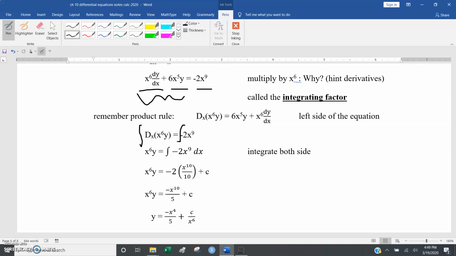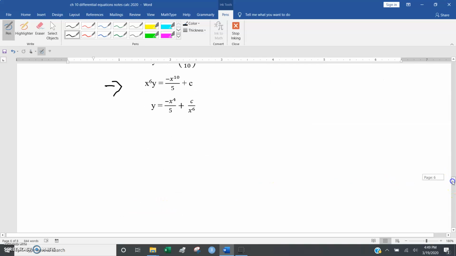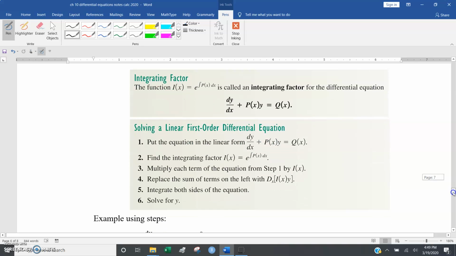Our equation is almost complete here, except y must be by itself. In order to get y by itself, you divide by x to the 6th. After we've done this, then we will learn how to calculate c. So let's continue on and show you your steps.